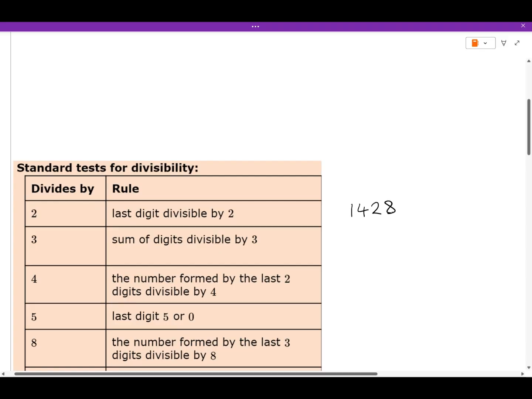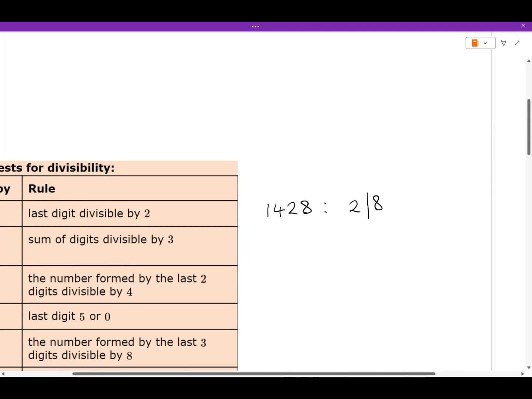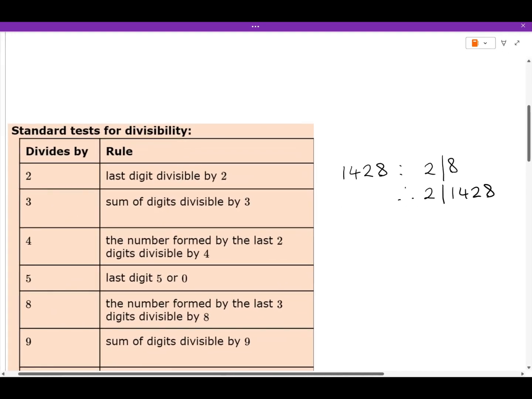1428, what we can say is that 2 is a factor of the last digit 8, and then we can say therefore 2 must be a factor of 1428. Okay, so that's the type of working I'd expect to see to ensure that you get the marks. So that'll be the one for 2.